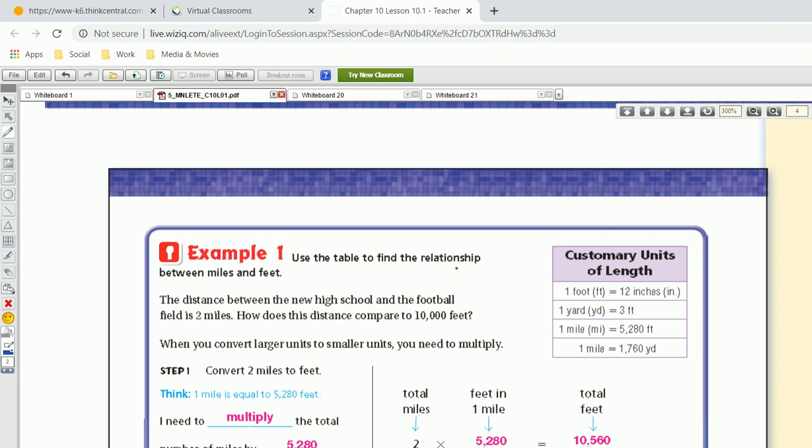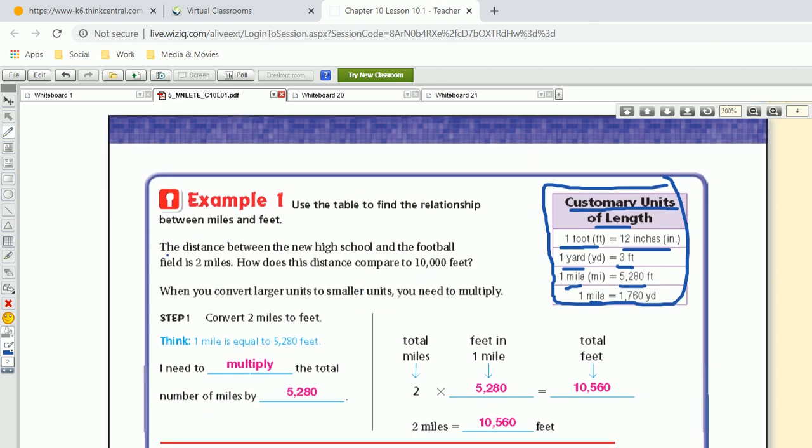Here, use the table to find the relation between miles and feet. We have customary units of length. That's the same rule of our diagram. 1 foot equal 12 inches. 1 yard equal 3 feet. 1 mile equal 5,280 feet. 1 mile equal 1,760 yards.